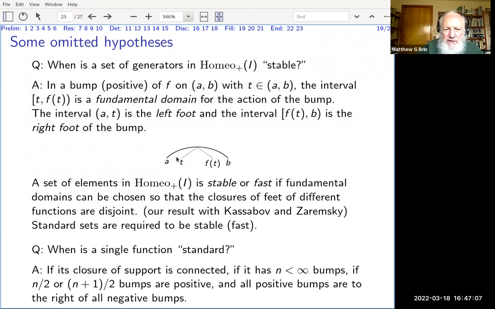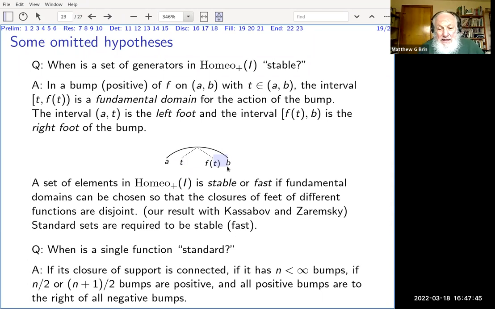It moves points to the right. You take a particular point t, you look at its image f of t, if this is the function f. And between t and f of t, if you take, say, the half open interval that's closed at t, you have a fundamental domain of the action of this bump on its support. And the region to the left is a union of countably many translates of this fundamental domain. The region to the right is a union of countably many translates of this fundamental domain. And we call the region to the left foot. We call the region to the right foot.